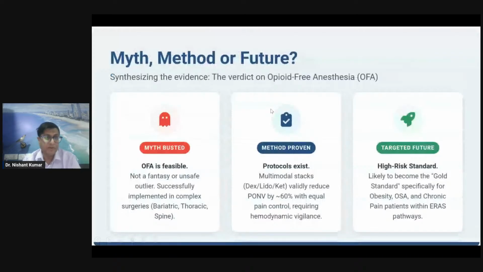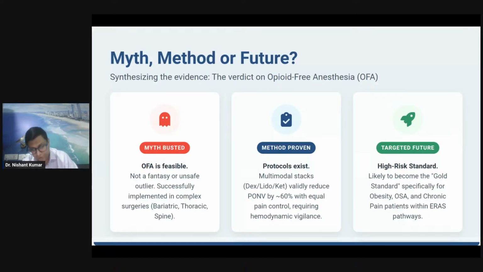So whether it's a myth, no, it's not a myth. OFA is definitely feasible. It is not fantasy. It is not unsafe. It has been successfully used for most of the major surgeries. In fact, I've totally eliminated opioids from my bariatric practice and thoracic practice.